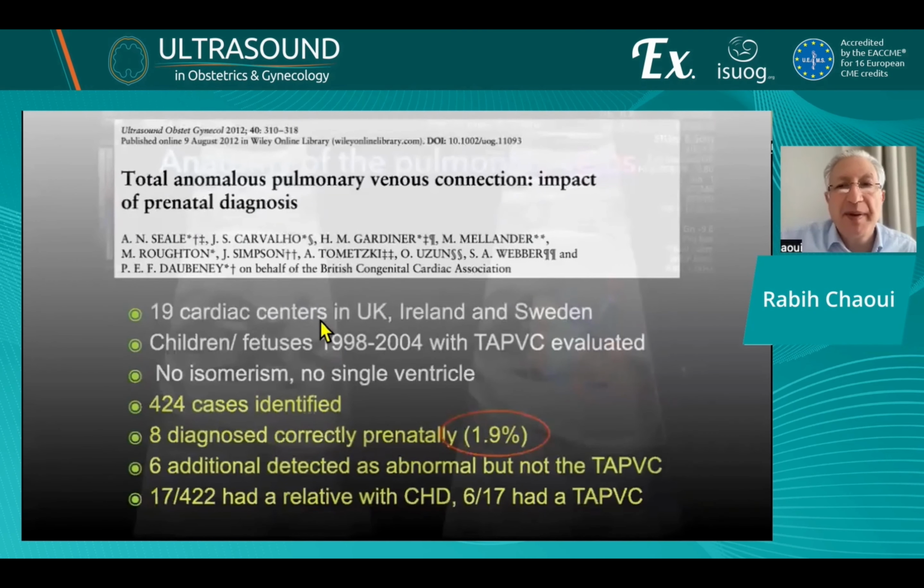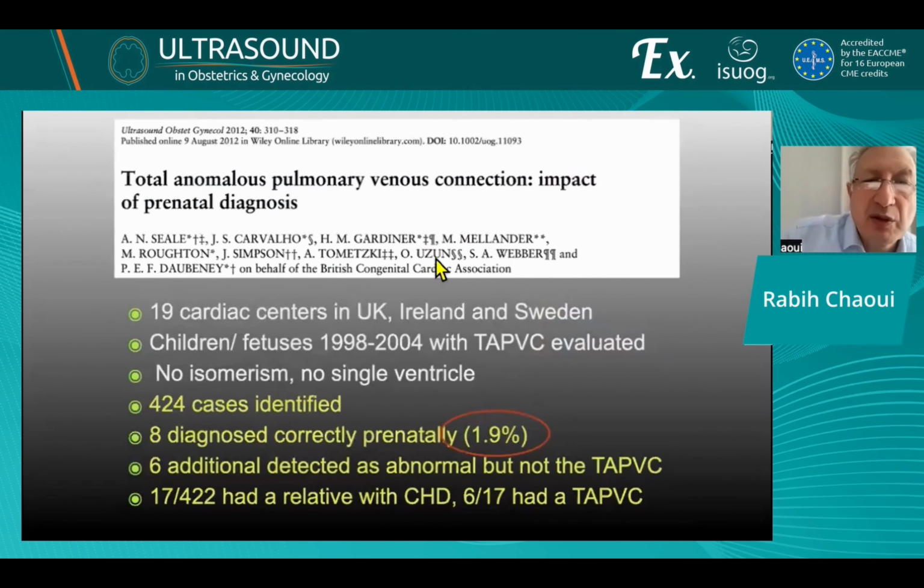Now, in this paper published some 10 years ago, in 19 cardiac centers, a multicenter examination from the UK, Ireland, Sweden, and so on, they reported on 424 cases of abnormal lung vein drainage in the neonate or in the child, and they found out, according to their statistics, that only 8 were diagnosed prenatally, which is a rate of 2%.